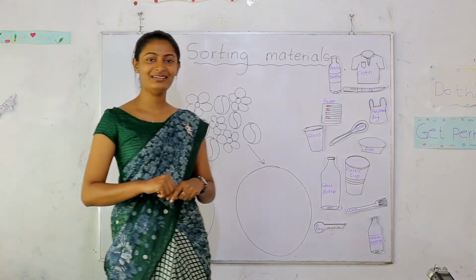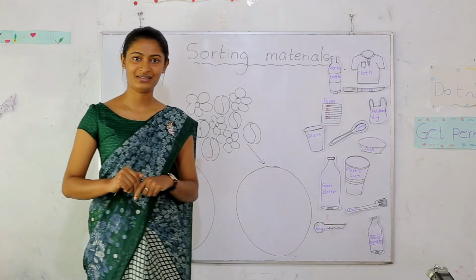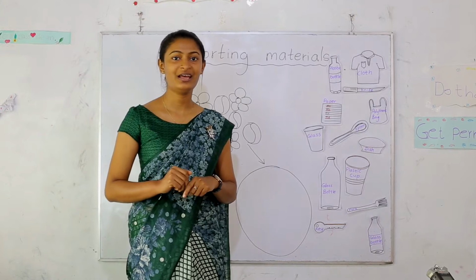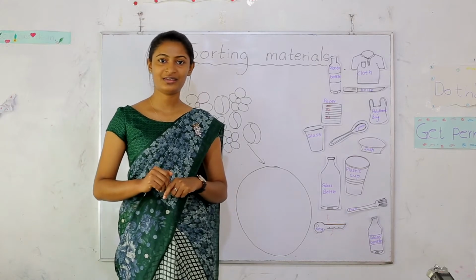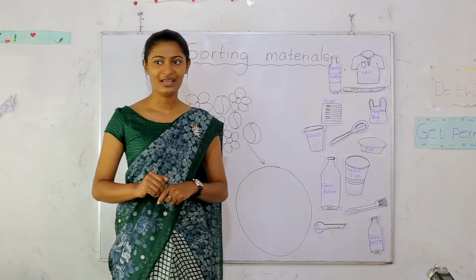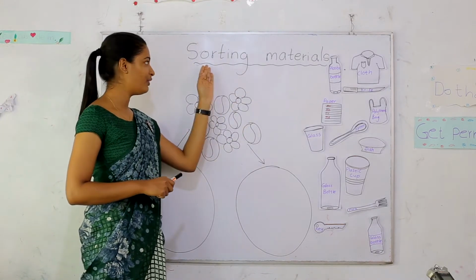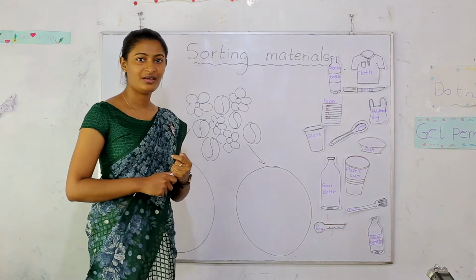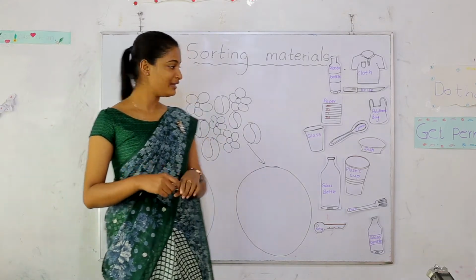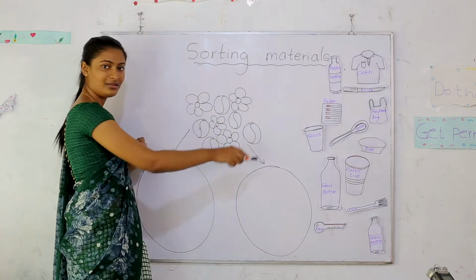Good morning, children. Today I am here with the science lesson and we are still doing the lesson on materials around us. This is the last part of that lesson and today we are going to discuss sorting materials. What is this sorting? When you were a kid, you practiced to group things.